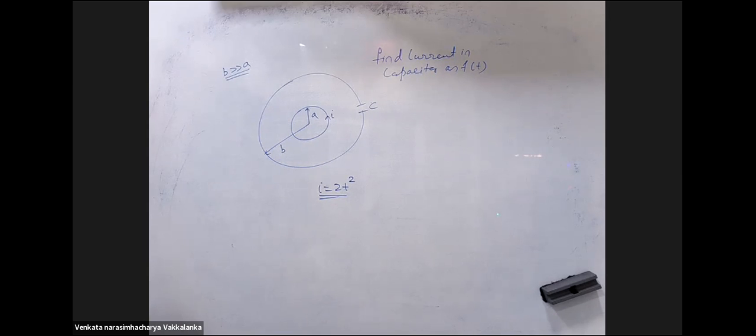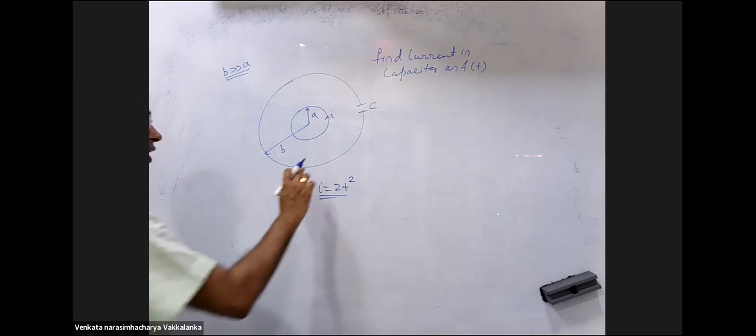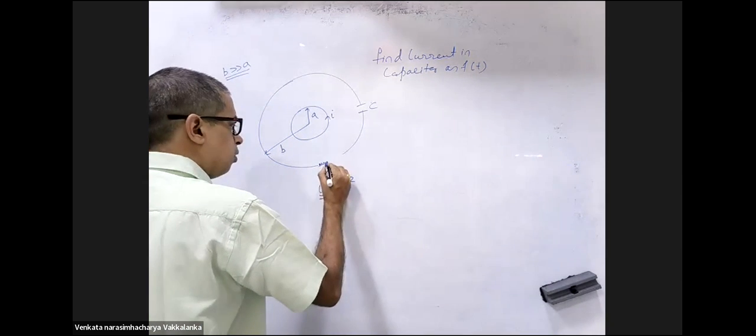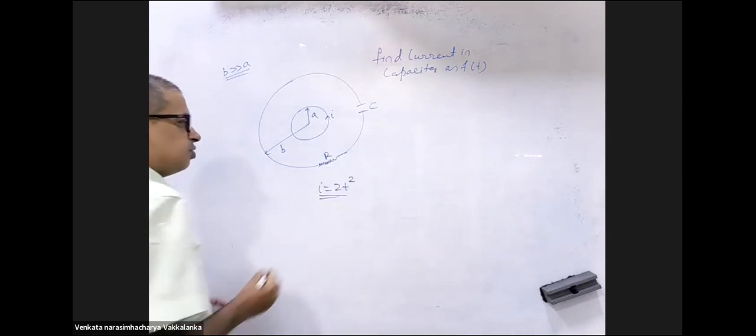Sir, there should be resistance in the outer loop. Outer loop resistance is R.